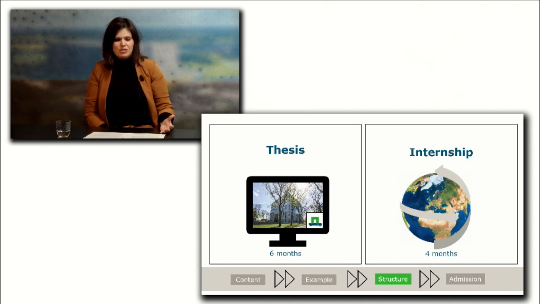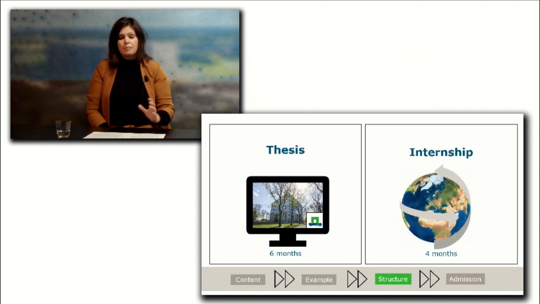What are your plans for your internship? And we will try to match you with some of the researchers. So you will get supervision and guidance for this part.